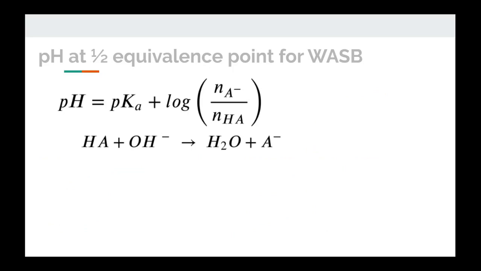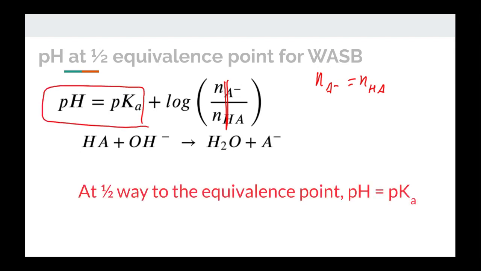Here's an interesting point that sometimes can be a shortcut in answering questions. When you're halfway to the equivalence point, the number of moles of your conjugate base is going to be equal to the number of moles of your conjugate acid because you've just used half of it up. So if that's the case, then this ratio value is 1, log of 1 is 0, so that means the pH equals the pKa when you're halfway to the equivalence point in a weak acid, strong base titration.